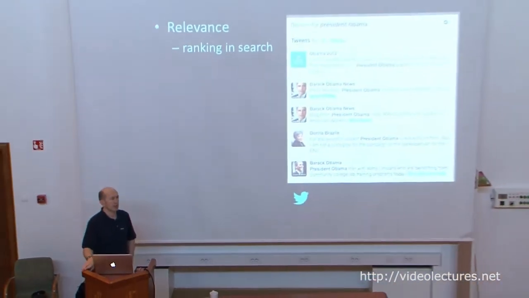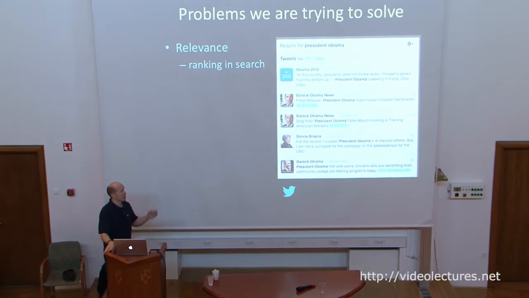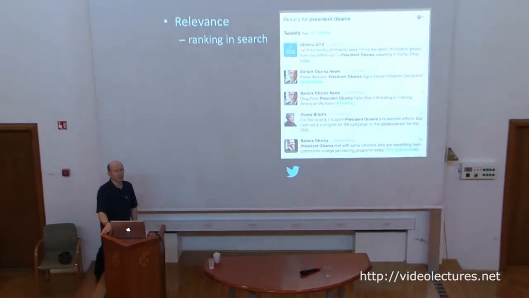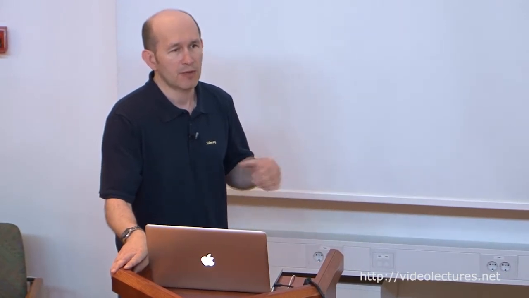So let's start with the problems we're trying to focus on. One is relevance, broadly defined, and in this particular case, relevance is in the context of search. Search is a very important component of Twitter. People search in increasing numbers, so what do they search for? They search for other people, not surprisingly, because Twitter is, after all, a form of social network. People want to discover who else is on Twitter. If they hear about, say, a celebrity or somebody they want to connect with, how do they find them? They use search for that purpose.